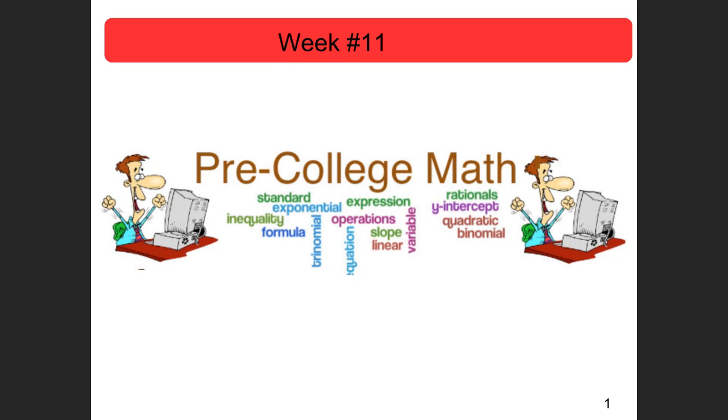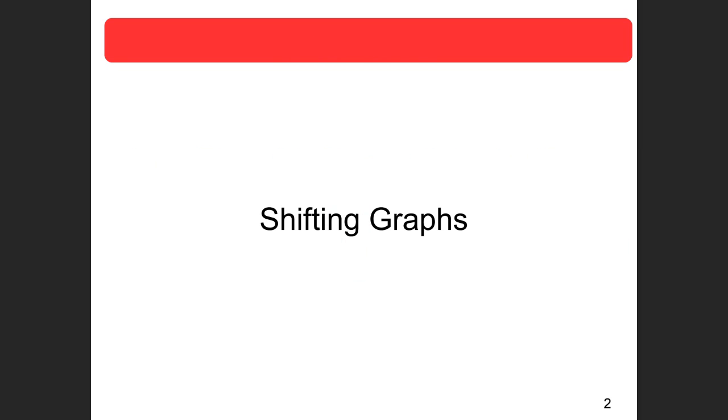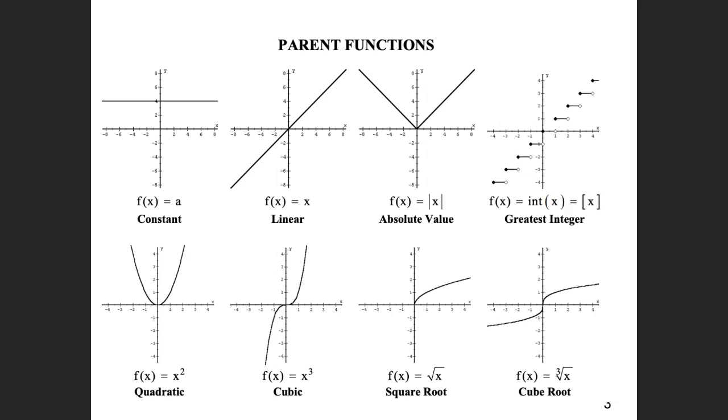So if we have a parent function, that's basically where you start with all of these functions. Now, for example, if I was going to do f of x here, and I'm using the absolute value function, and I asked you to graph the absolute value function, this is the parent function.